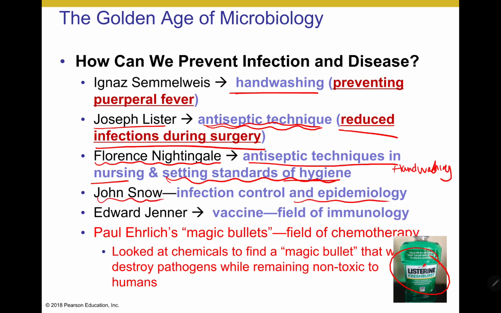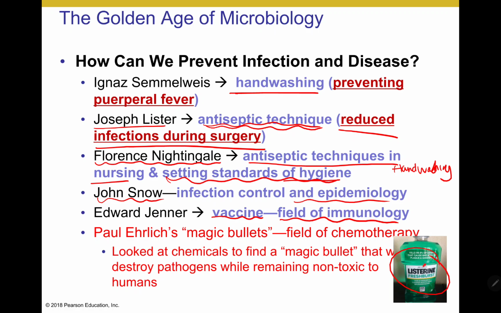Edward Jenner, in the 1790s, was the first person credited with having the first vaccine. So he started the field of immunology. And I say the first person credited with it because remember, he created the vaccine for smallpox. He figured out if somebody had cowpox, it provided protection against smallpox.